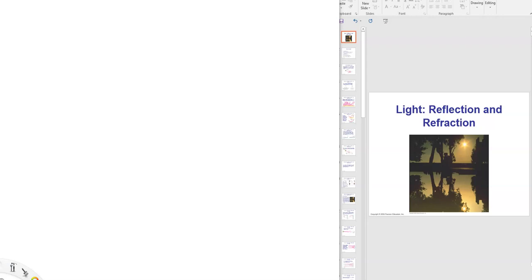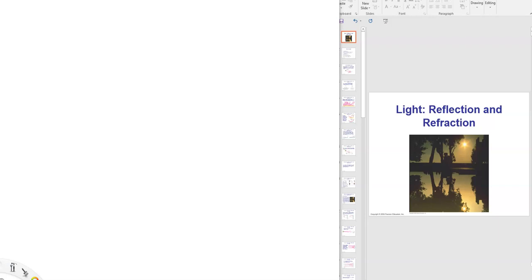Okay, hello everyone. So today we are starting a new topic: light, reflection and refraction. What is reflection? It's bouncing off of light from some surface. Light strikes some surface, comes back to the original direction, original side. That's reflection.